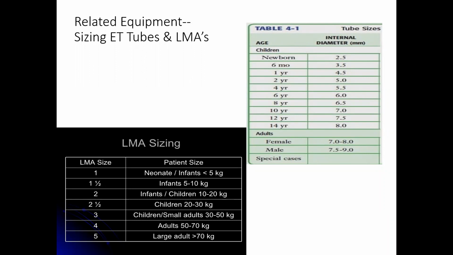But LMA sizing, on the lower left, is something that therapists and exam candidates tend to be less familiar with. So what you really want to know is LMA sizing: for small adults, a 3. For average-size adults, a 4, and for a large adult greater than 70 kilograms, a 5. 3, 4, and 5.